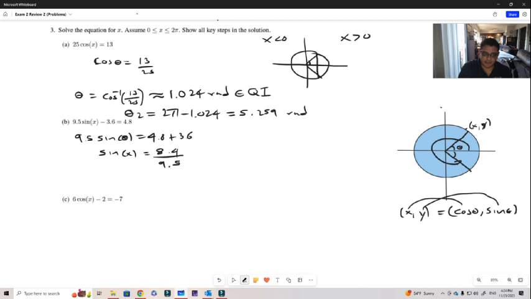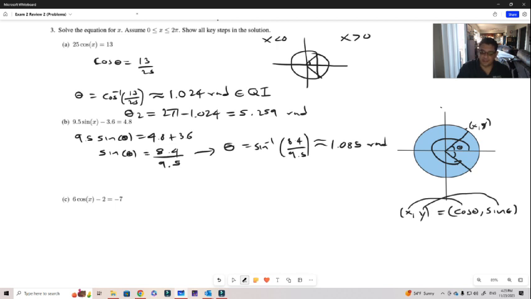Let me use theta again. So now theta is sine to the minus 1 of 8.4 over 9.5. And this is going to be now 1.085. And again, this is in radians. But now notice that this is a sine. So when we're talking about sine, we're talking about y coordinates. So the sine value is now the y.